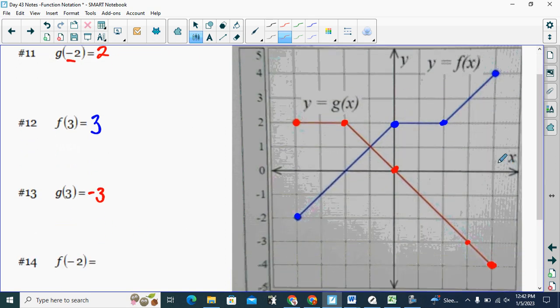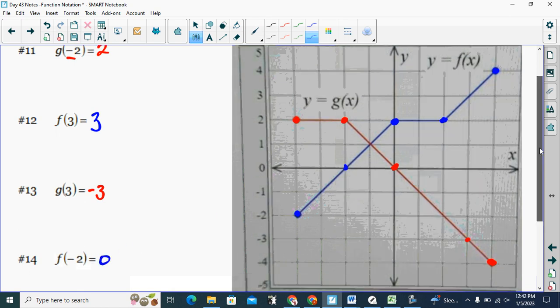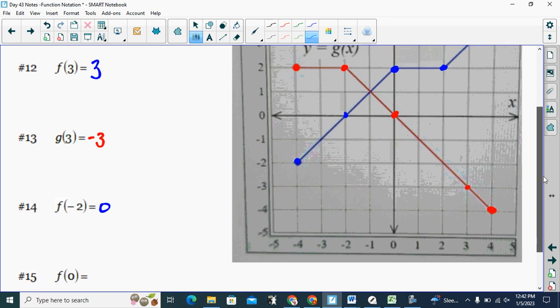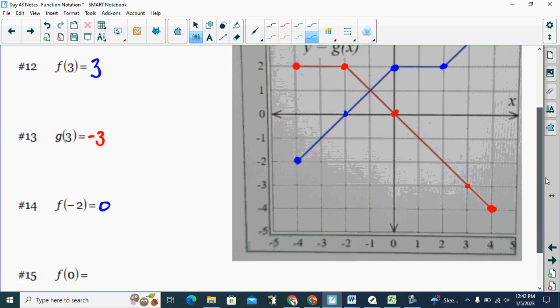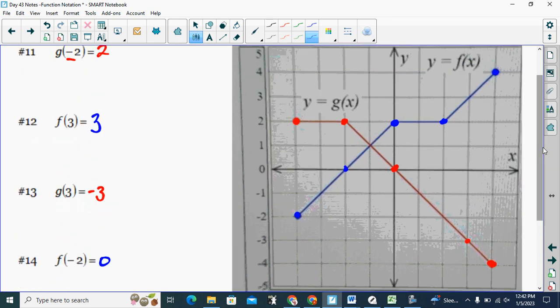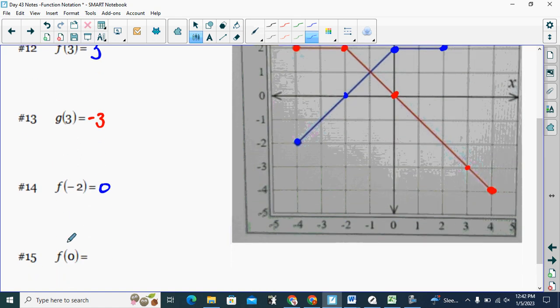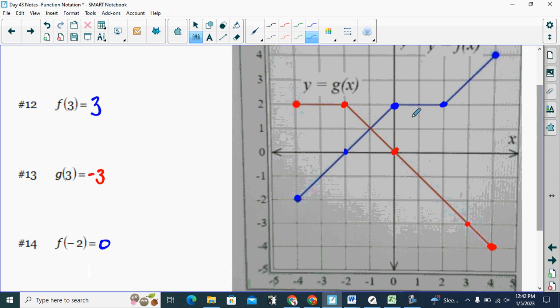F of negative 2. F of x, that's the blue one. When x is negative 2, y is 0. F of 0. F of x is the blue one. I need my x value to be 0. I want to know what is the y value. When x is 0, the y value of f of x is 2.